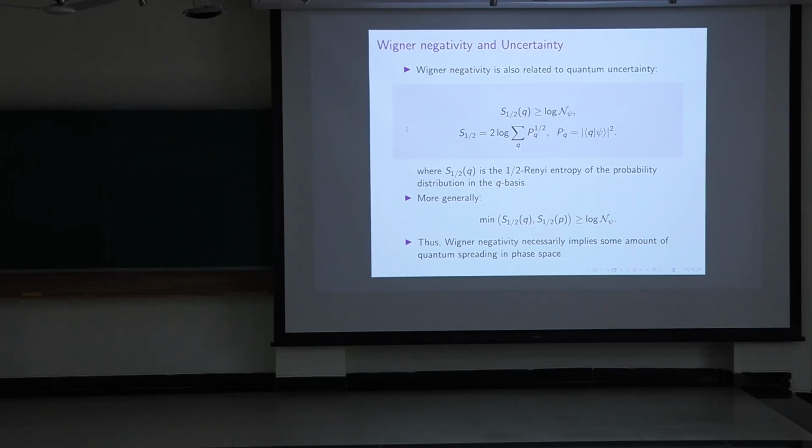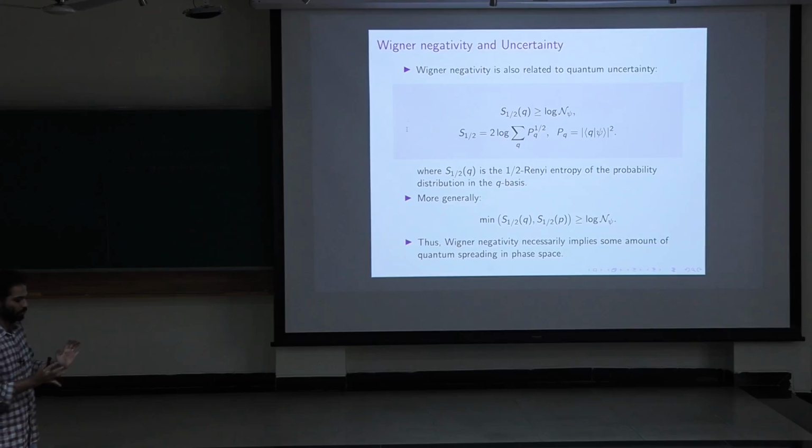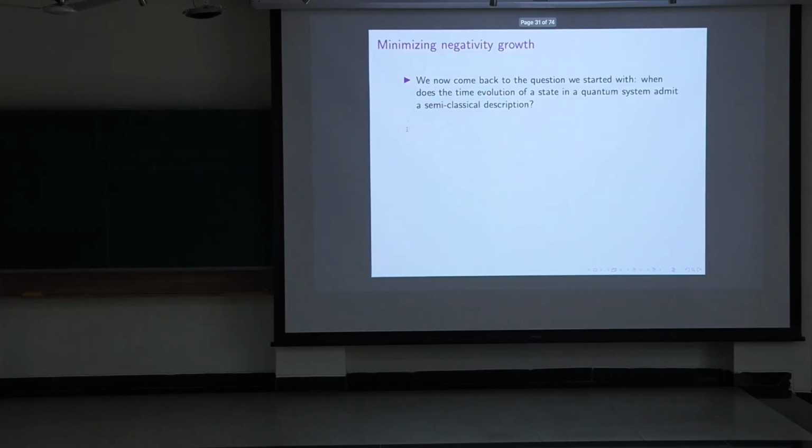So from this point of view, you can think of this object as some measure of the quantum spreading of the state in phase space. The reason I say all this is because this bound will become important later in the talk.